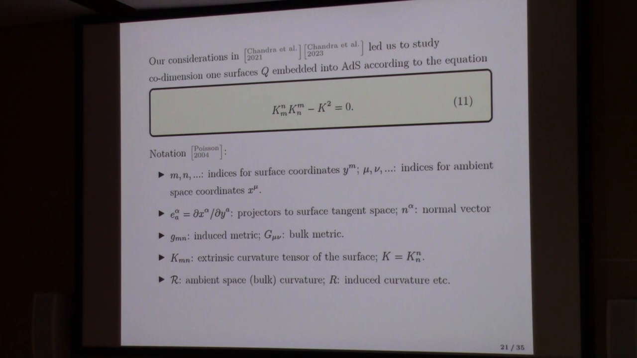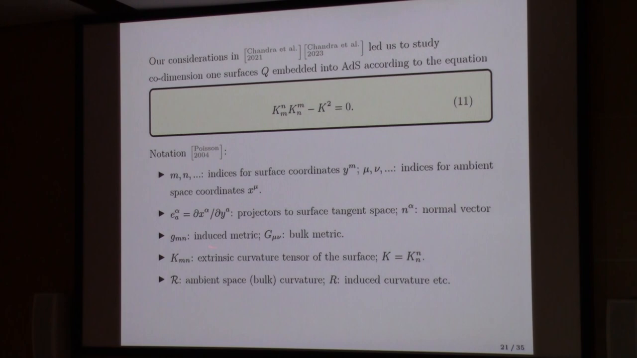So we're talking about a four-dimensional hypersurface. It has an induced metric that we call little g, index mn, the metric on the surface, one dimension smaller. We call the bulk metric capital G, index mu nu. And then we have, for example, the extrinsic curvature tensor and its trace. Also, the Ricci scalar curvature of the ambient space we call curvy R, and the induced Ricci scalar curvature of this induced metric we call regular R.